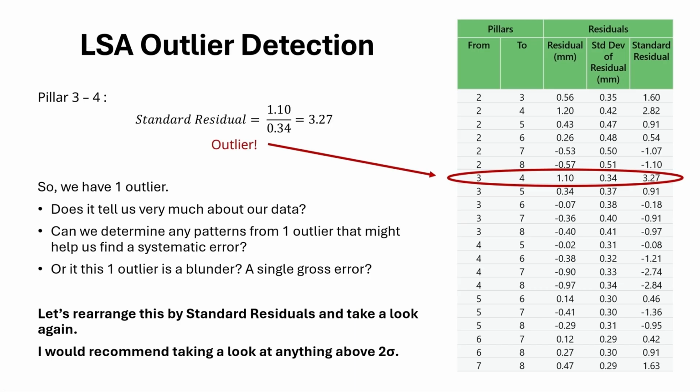So we have 1 outlier. Does it tell us very much about our data? Can we determine any patterns from this 1 outlier that might help us find a systematic error? Or is this 1 outlier just a blunder, single gross error? So what I would do here is let's rearrange these by standardized residual, absolute that is, and take a look again.